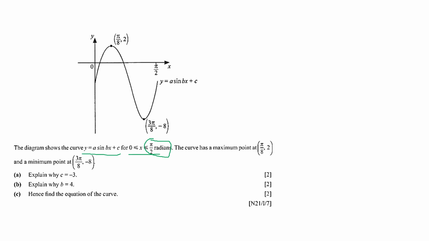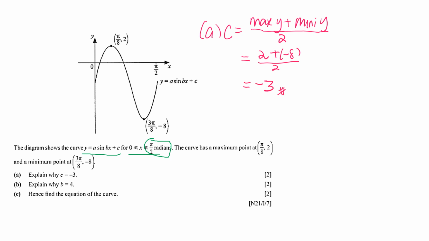Basically, when you're asked to explain something, you just need to show your working. That means you need to show the steps on how you can actually finally get c equals to negative 3. So if you were to recall, to find the value of c, you just take your maximum value of y plus the minimum value of y, then divide by 2. Right, so that's how you get negative 3. So basically, you've explained it. So for part B, we need to explain why b is equals to 4.